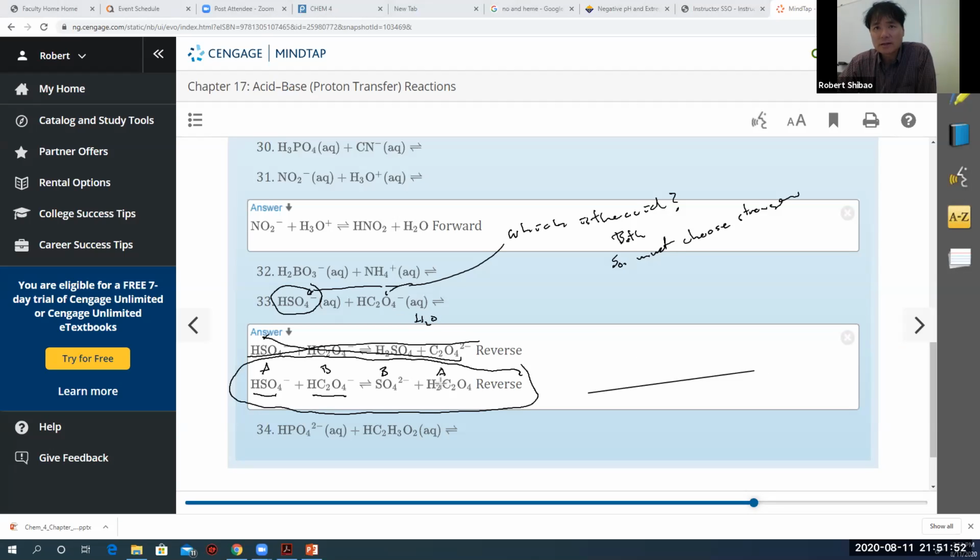And so oxalic acid is slightly stronger than hydrogen oxalate. So probably a lot can go forward. So even though it's favored in the reverse, the reaction is going to have some of this here form.